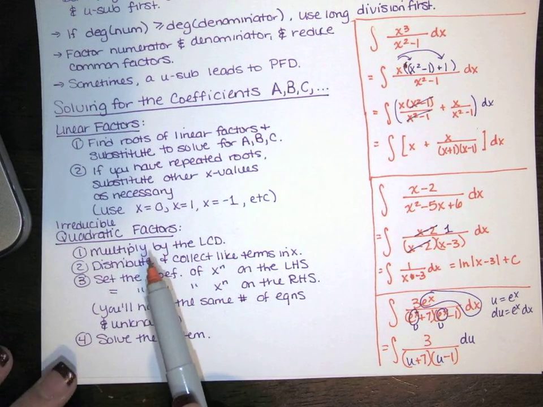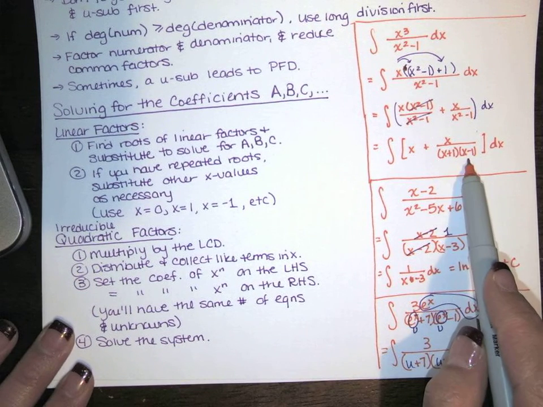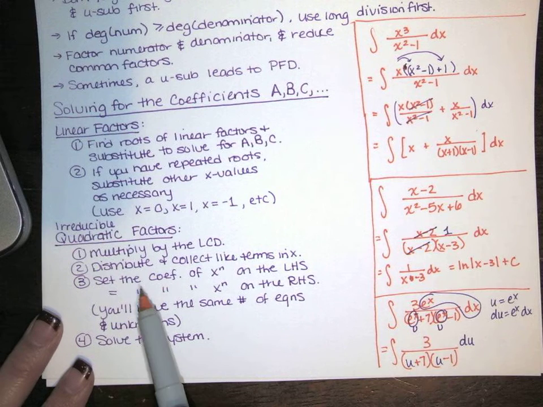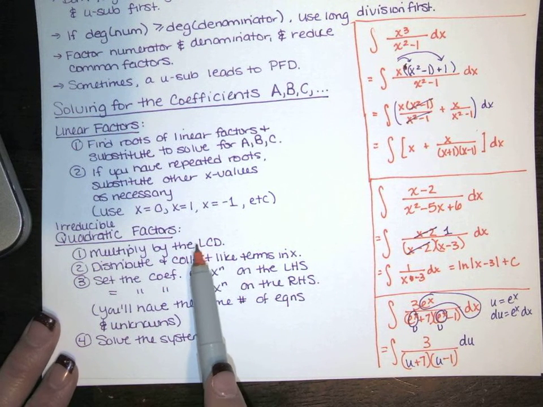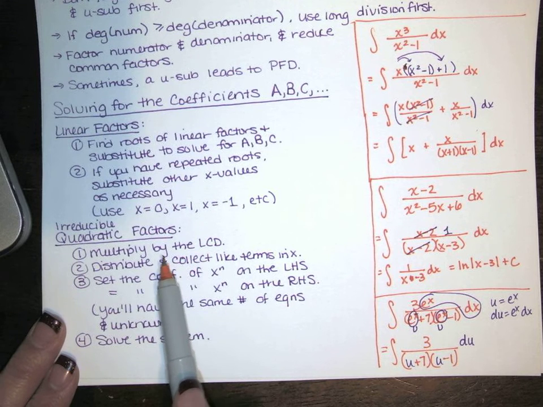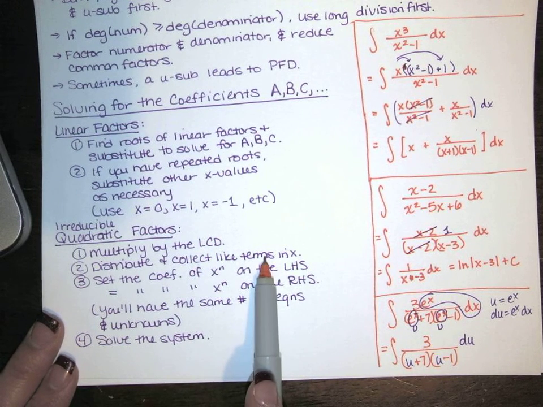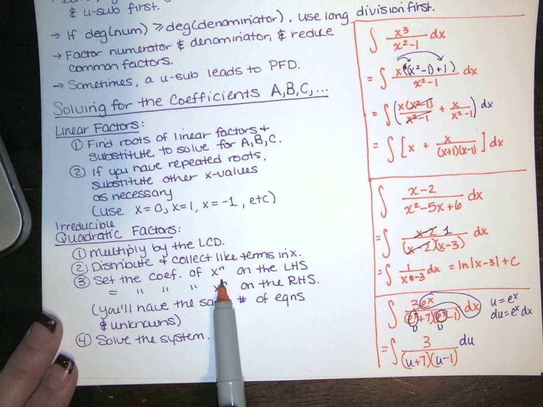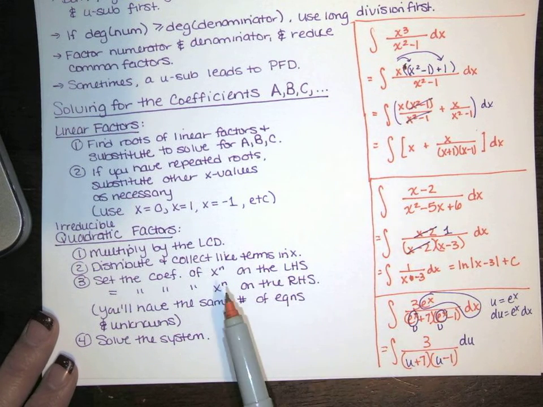Now, if you have irreducible quadratic factors in that denominator after you've factored it completely, we handle this a little differently. We take our equation and we multiply by the LCD, and then all the denominators cancel. So you're going to distribute on the left-hand side, and you're going to collect like terms in x. Then you're going to have a polynomial in x on one side and a polynomial in x on the other.